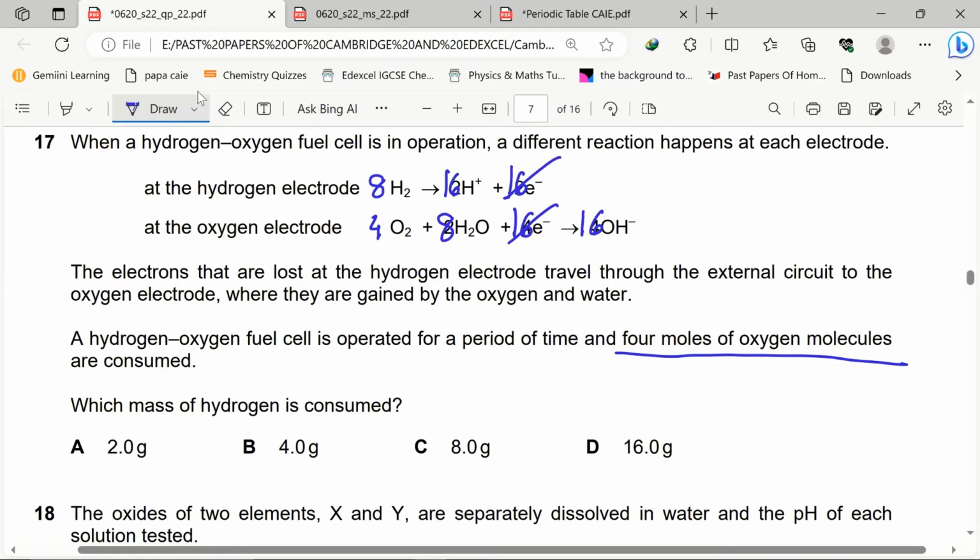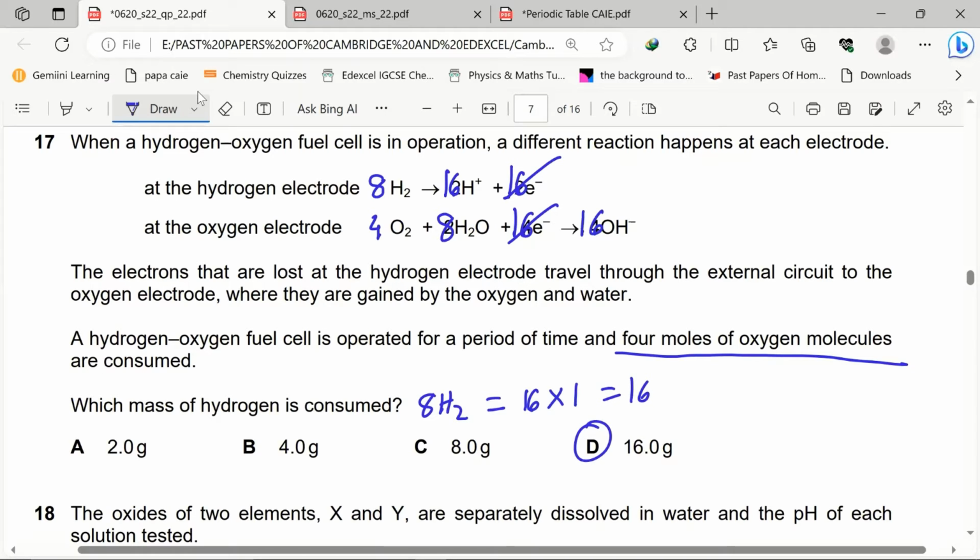So if a hydrogen oxygen fuel cell is operated for a period of time and 4 moles of oxygen molecules are consumed, which mass of hydrogen will be consumed at the same time? If we have 16 moles of electrons passing through the circuit, then 8 moles of hydrogen gas will be consumed. So 8H2, which is 16 times 1. So it's 16 grams. So D should be the only correct answer.